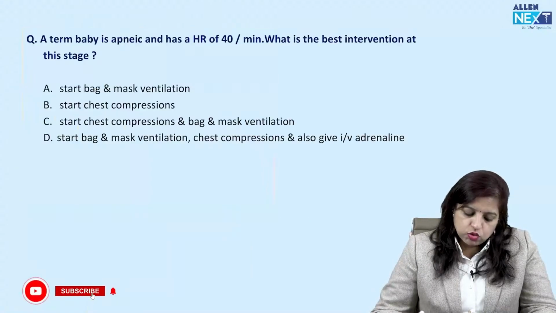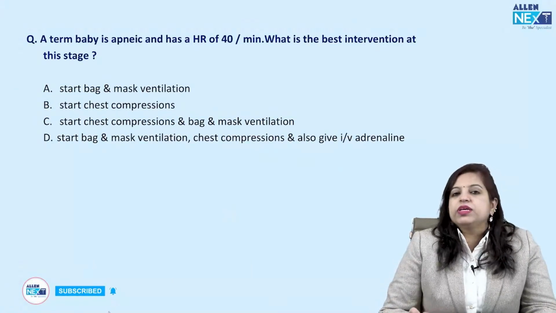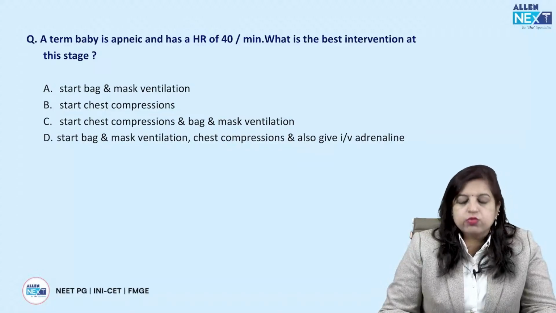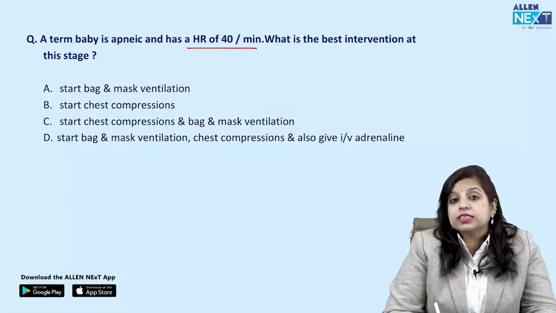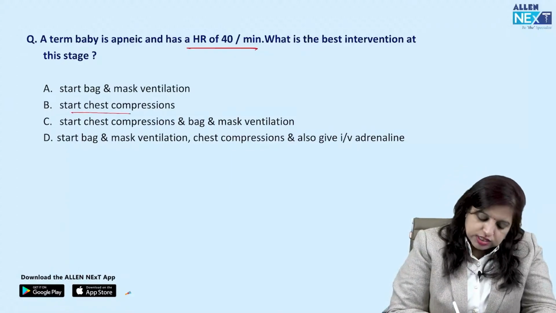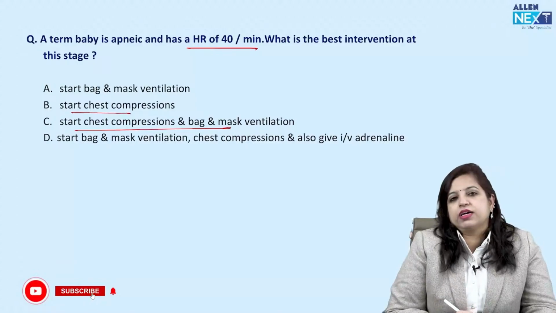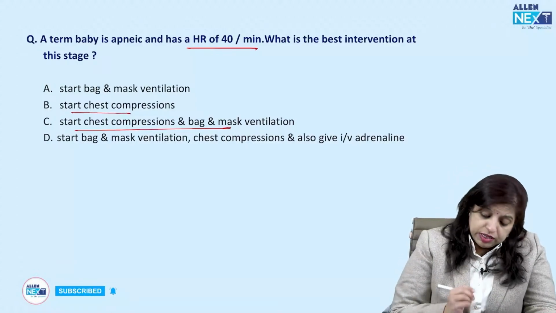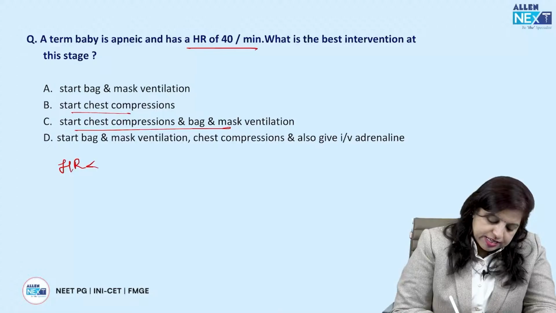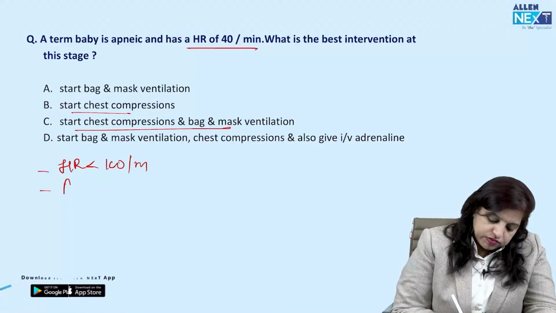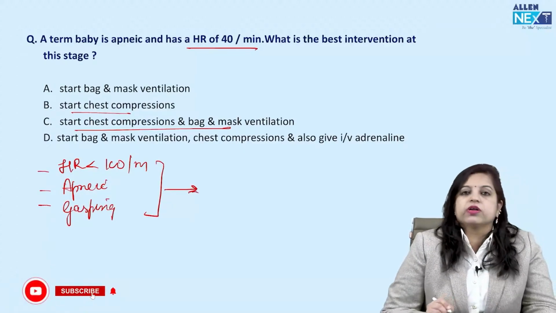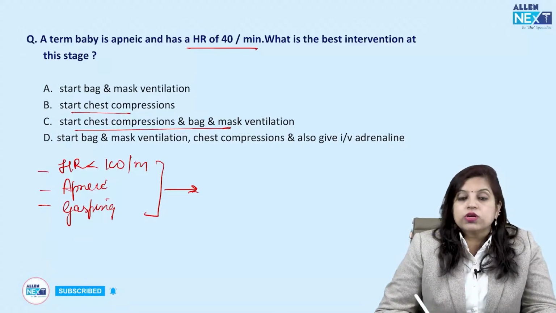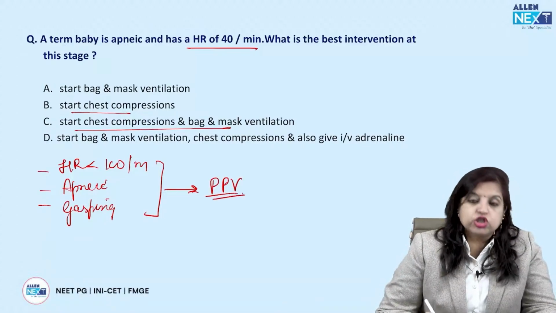Moving on to the most important part of our discussion, a term baby is apneic and a heart rate of 40 per minute. What is the best intervention at this stage? The moment you see heart rate of less than 60 per minute, everybody goes for chest compression and bag and ventilation. Please understand 3 things: heart rate less than 100 per minute, or if the child is apneic, or if the child is gasping. In all these 3 conditions, please remember, what do we do? We go for positive pressure ventilation to begin with.